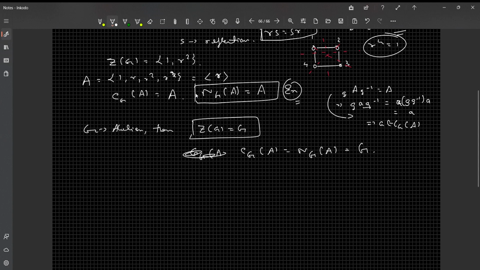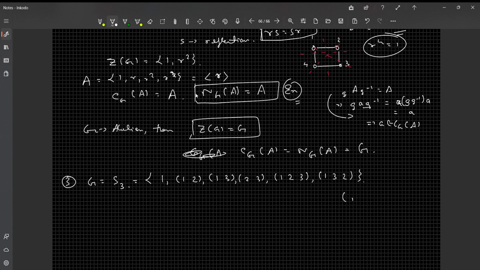Let us consider the next example. Suppose I consider G to be the set S3, right? S3 is the set of all permutations of the elements 1, 2, and 3. What are the elements if I specifically write? This is the element 1, which is the identity mapping, which sends 1 to 1, 2 to 2, and 3 to 3. Then you can send 1 to 2 and 2 back to 1. You can send 1 to 3 and 3 back to 1. You can send 2 to 3 and 3 back to 2. You can send 1 to 2, 2 to 3, and 3 back to 1. And you can send 1 to 3, 3 to 2, and 2 back to 1. Right? This is the cyclic notation.